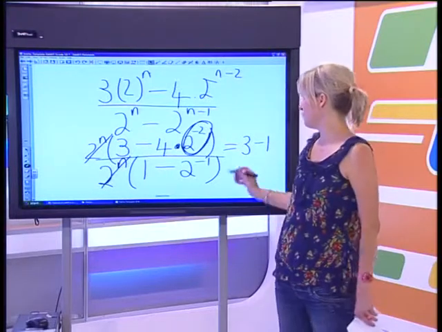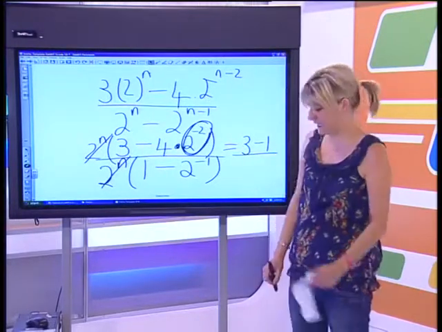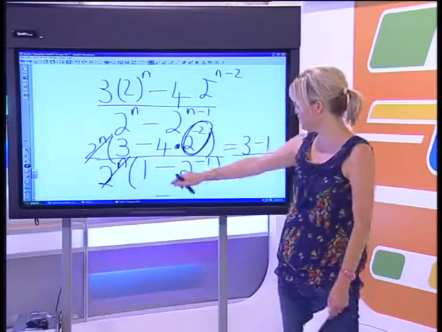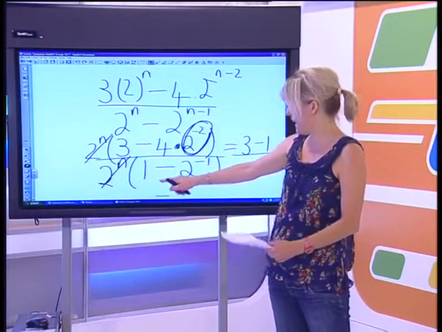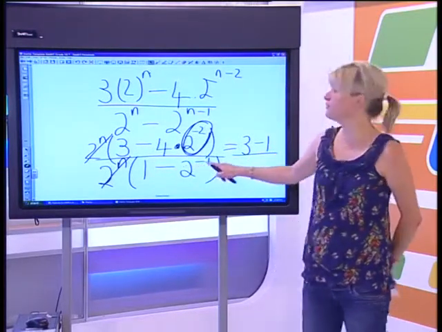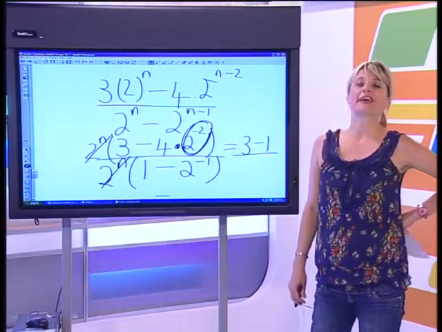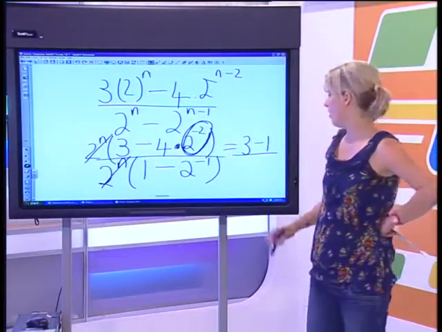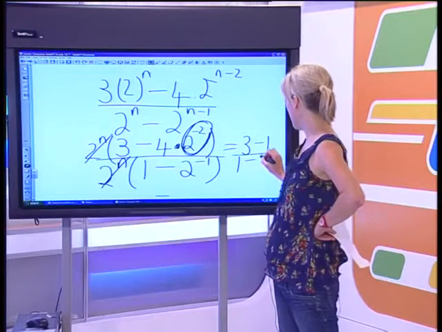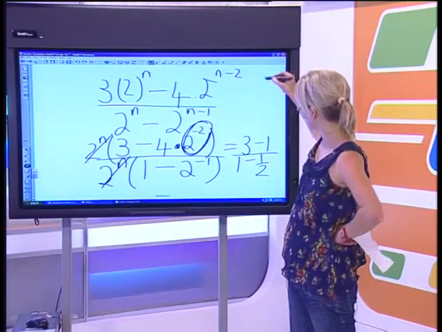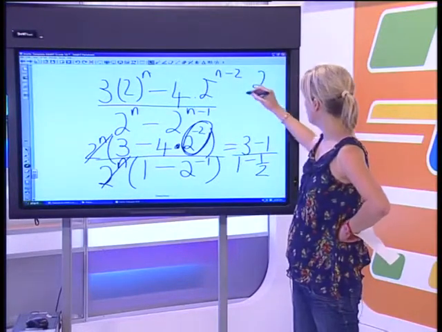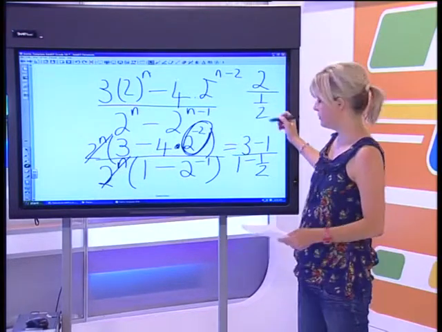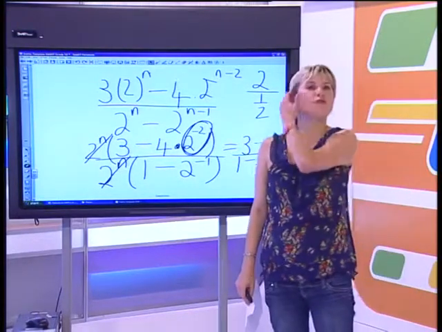So at the top, I've got 3 minus 1. And in my bottom part of my expression, I have got 1 minus, and if 2 to the power 1 is 2, then 2 to the power negative 1 is a half. So at the bottom, I've got 1 minus a half. So what does that come down to? 2 at the top, a half at the bottom, and 2 divided by a half is 4.